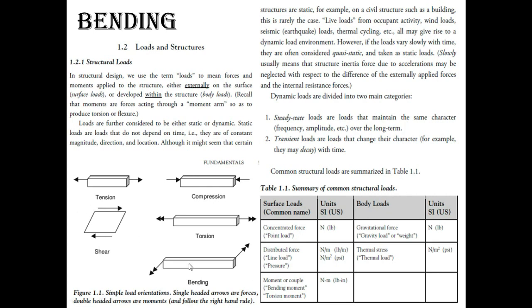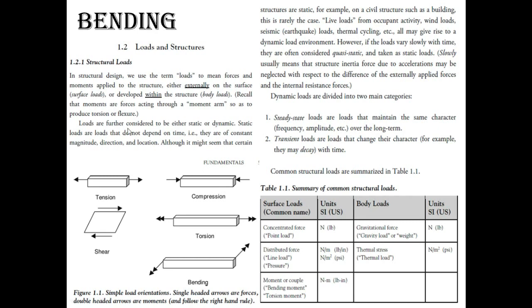So here is the loading, simple load orientations. Single-headed arrows are forces, double-headed arrows are moments. This is one of the assumptions. Remember, a single force acting over here and a single force acting over here are loads, forces. But if you look at the bending and the torsion, there is not a single arrow but two double arrows. If these double arrows are shown, this means they are moments. This is one of the assumptions that we use in statics a lot.